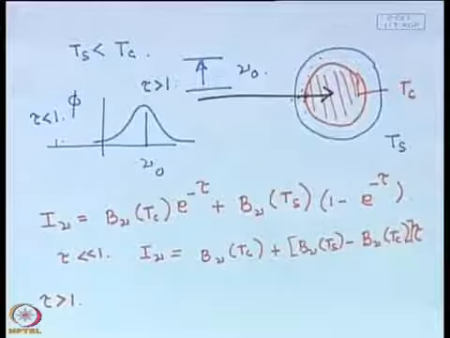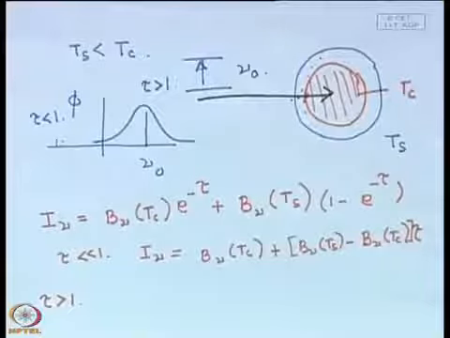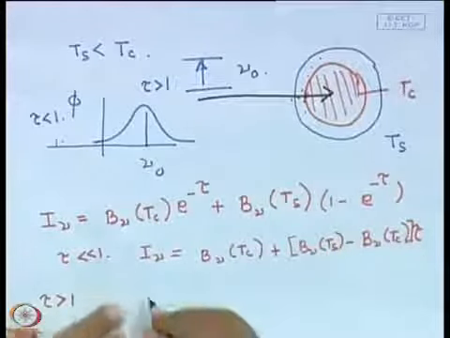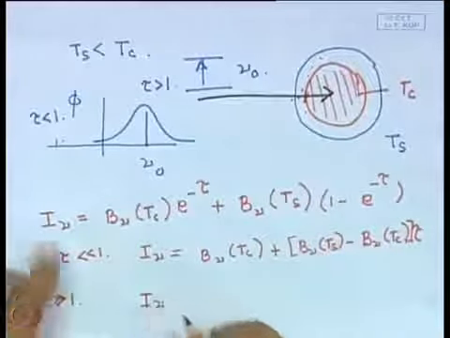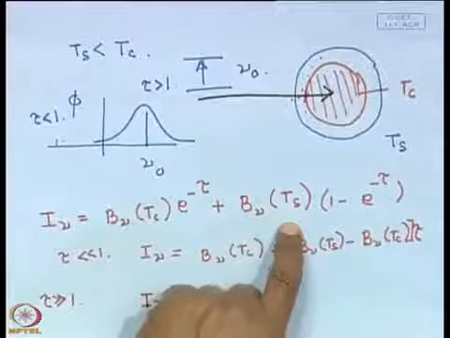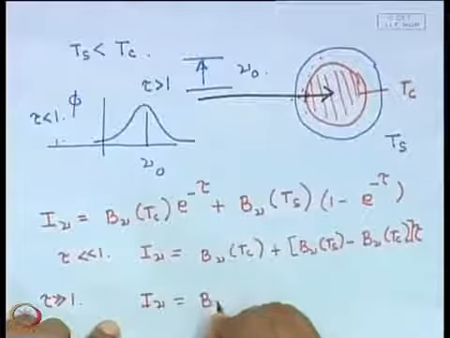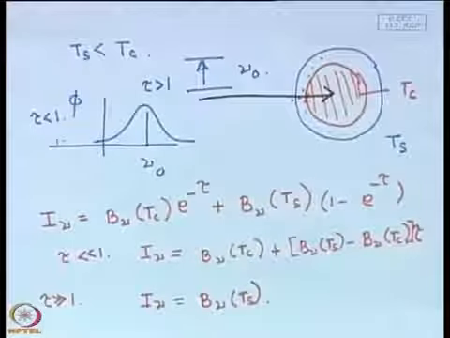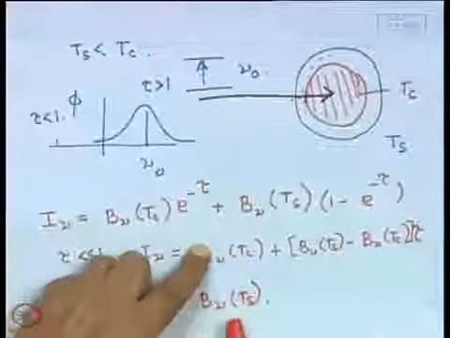So, where the optical depth is greater than 1, let us just look at the limit where the optical depth is extremely large. If the optical depth is much greater than 1, then I nu will go over to the black body spectrum with the temperature of the shell. And if you have the intermediate region, it will slowly go from this value to this value.